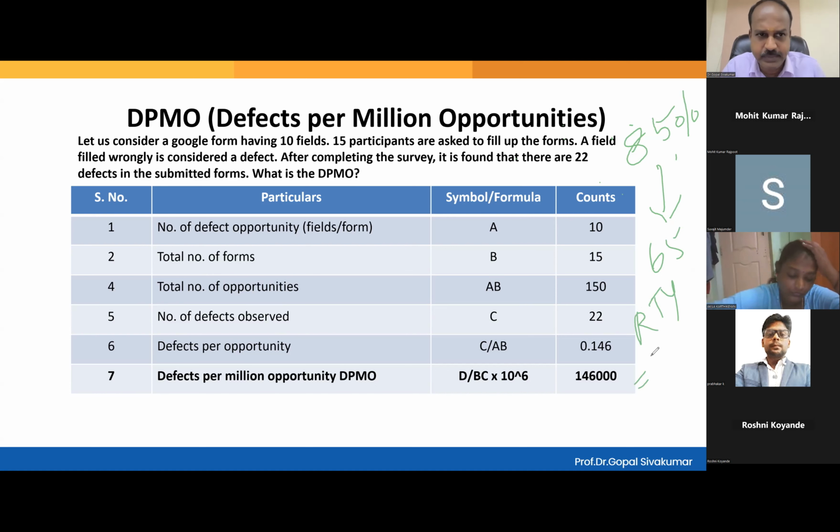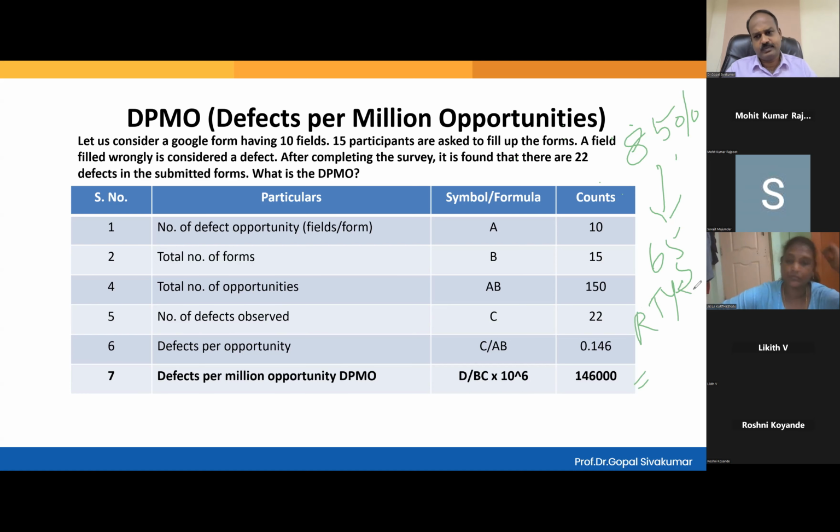Do the math and tell me. First stage 85%, second stage is 65%. What is the RTY? 55.25%. Let me also check. 0.85 multiplied by 0.65. So 55.25%. This is the overall yield.